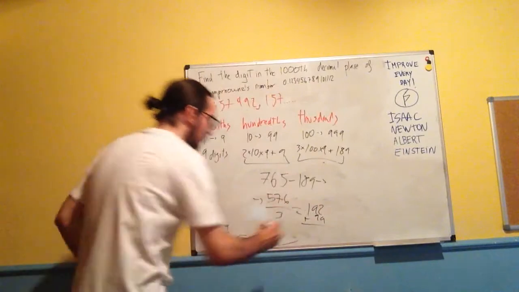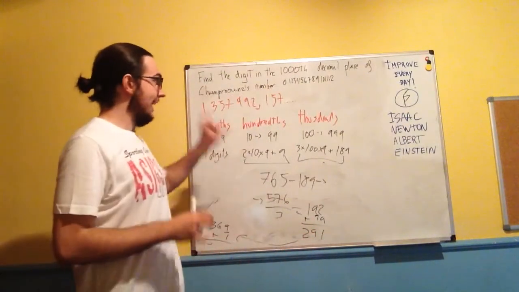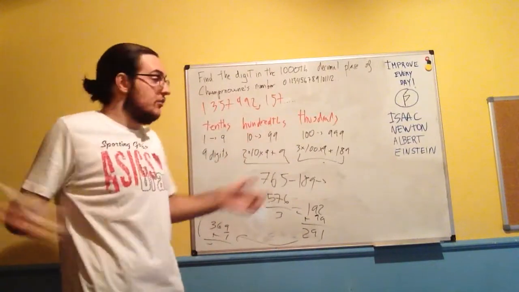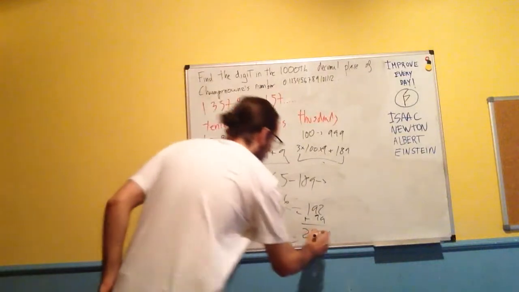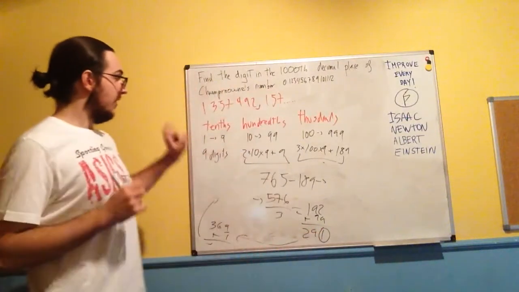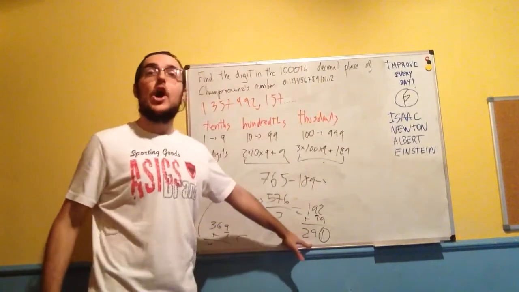So here we have 291. But as we are inside the thousands, we don't have to apply any trick or think about, hey, is this our number. This is actually our final number. So the digit in the 765th decimal place is the number 1.